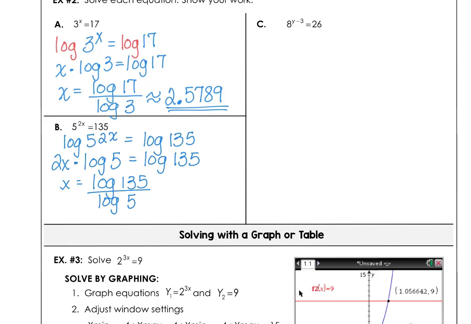We want to divide out this 2. So dividing by 2, then using our calculator, the log of 135 divided by 2 times the log of 5. So you want to put that in parentheses on your calculator. And the value for x is a little more than 1.5. And then once again, you want to multiply this number times 2, and then use that answer for our exponent for 5 to the power, and see that we get very close to 135.